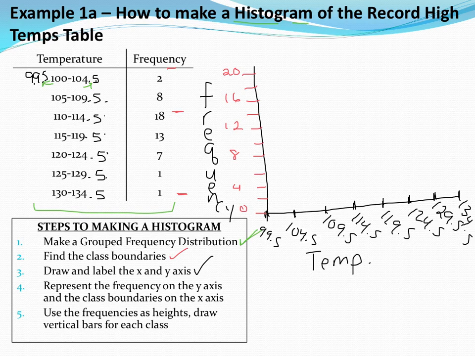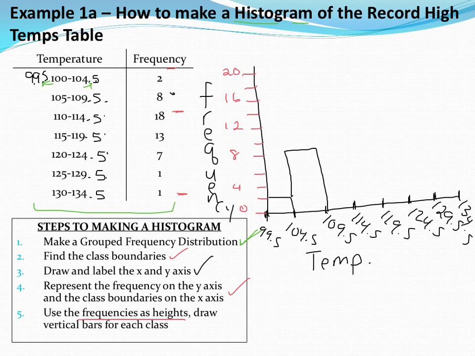I've represented the frequency on the y-axis and the class boundaries on the x-axis. Now I'm going to use my frequencies as the heights and draw vertical bars. Remember, your vertical bars need to be touching. For the first class, I need to go to a height of 2, which is right here. My second class is 8, so I'm going up to 8 and drawing my vertical bar.